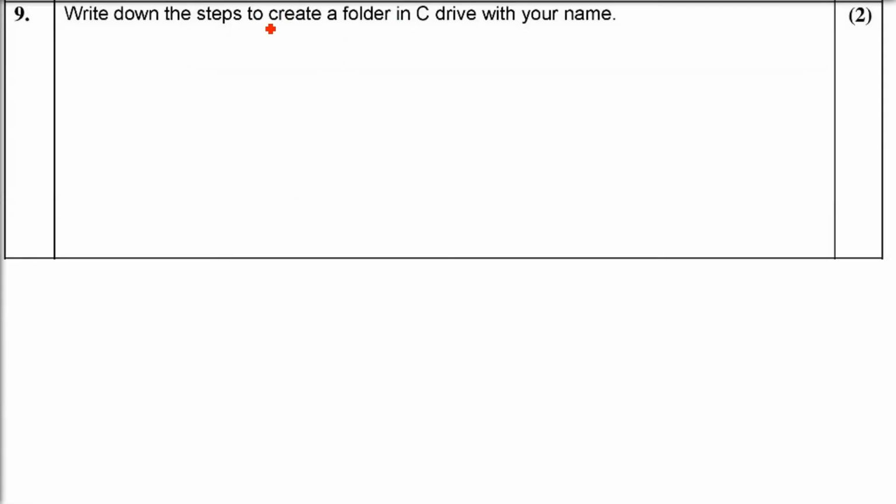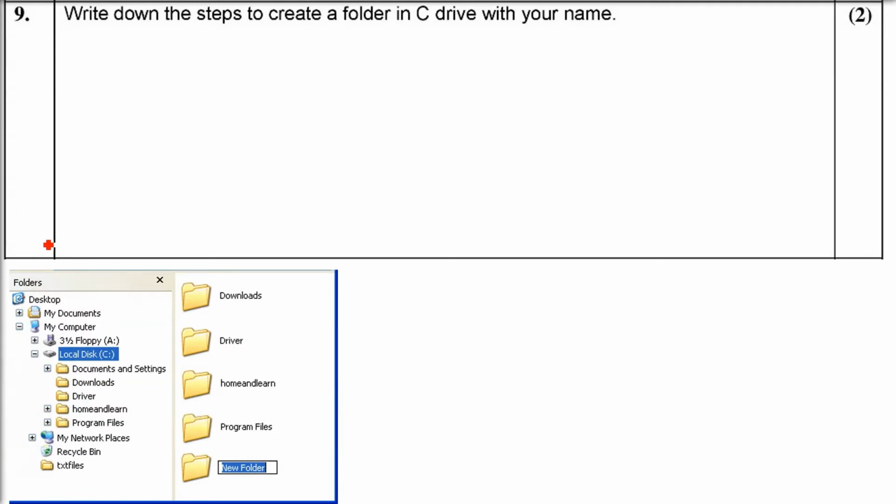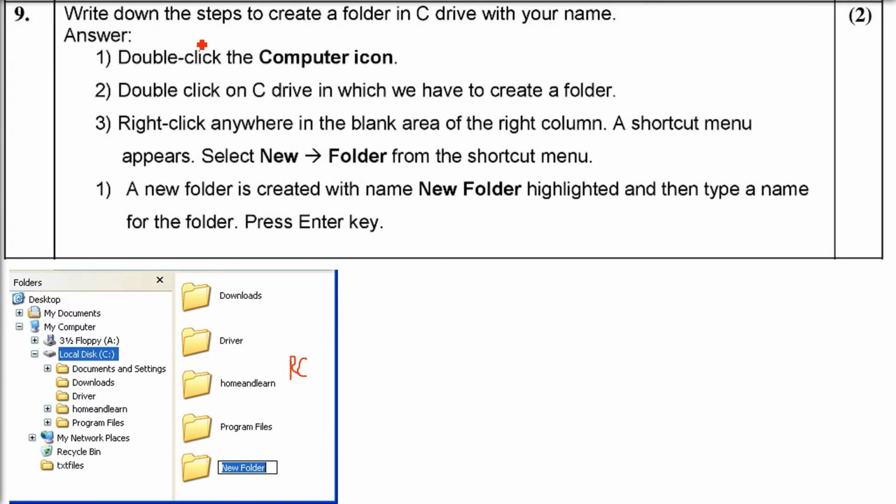Write down these steps to create a folder in C drive with your name. So what happens here? If you go to Windows, you will open the Explorer, go to C drive, and then right click. When you right click, there will be a menu, and in that menu you will see create new folder, and this create new folder will create a new folder, naming new folder.